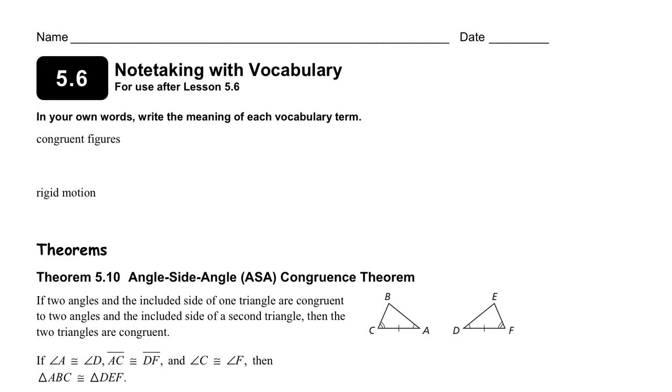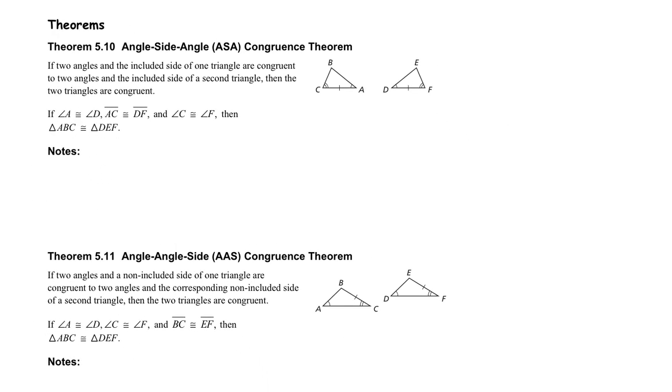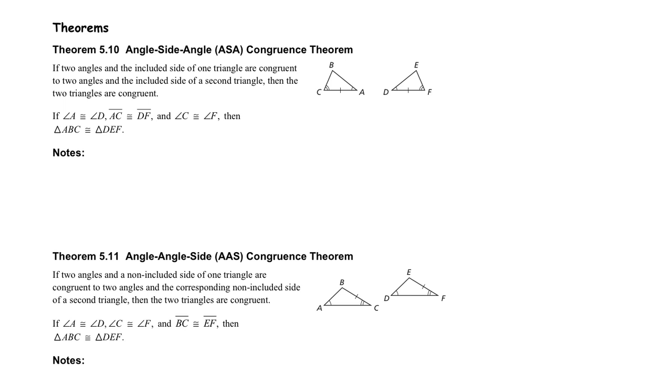All right, two new ones today. Show both on the screen at once. We have angle, side, angle, which basically says, if you go in order and you have an angle and a side, then an angle. And technically speaking, it would say the included side of two congruent triangles are congruent to the included side of two congruent angles. Then the two triangles are congruent. So angle, side, angle. And then we have angle, angle, side, which says if you go in order, you have two angles and then a side congruent to two angles, then a side, then the two triangles are congruent.